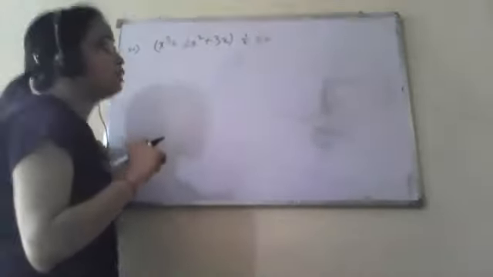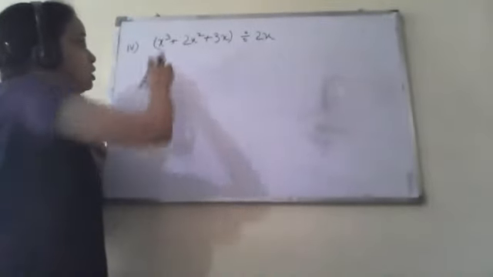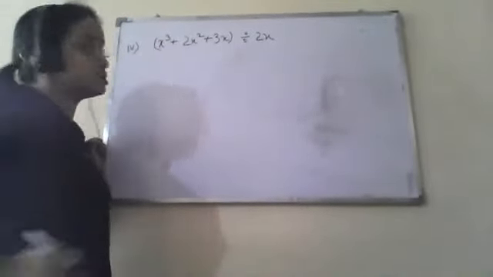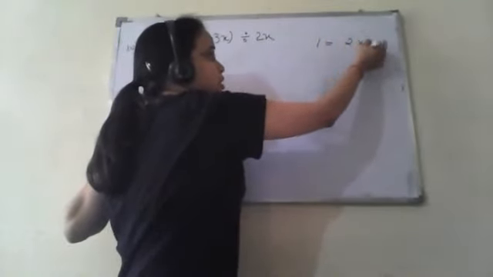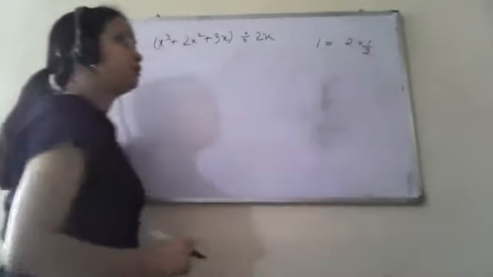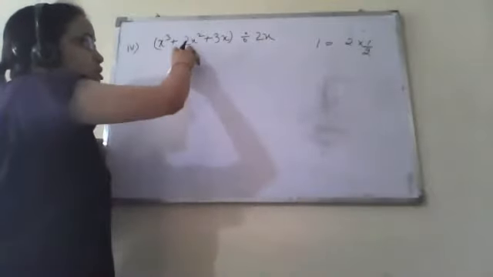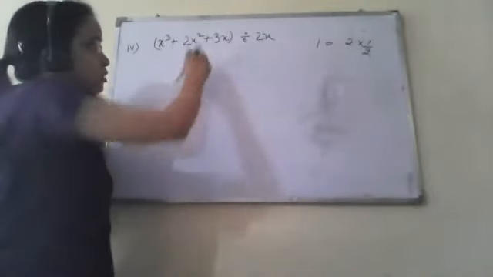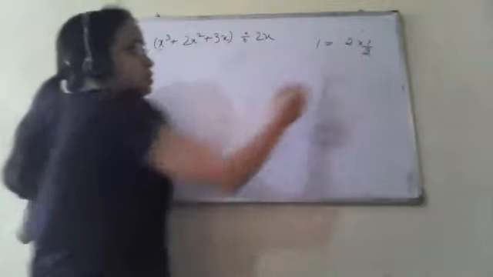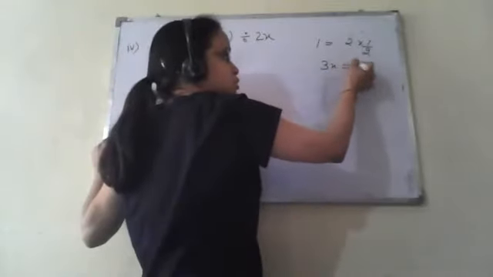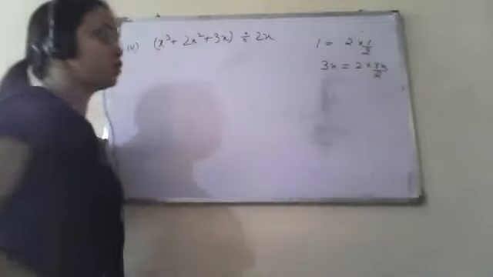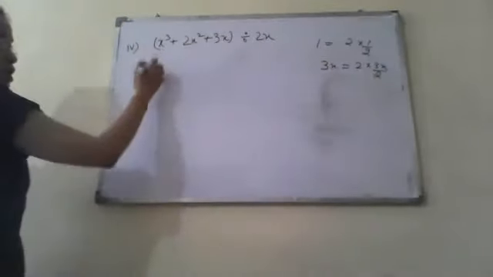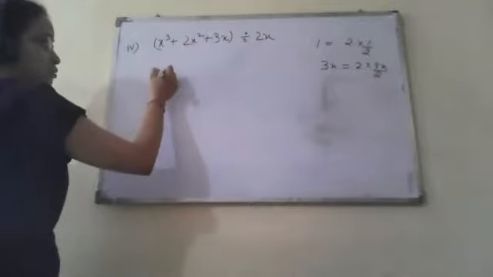Now we have to take 2x common from this. Now here it is 1. So this 1 can be written as 2 into 1 divided by 2. This is equal to 1. Okay. So 2x can be taken out from this expression. Now this term, this 3x can be written as 2 into 3x upon 2 in order to take 2x common. Okay.